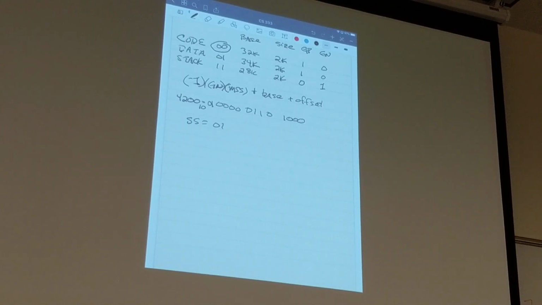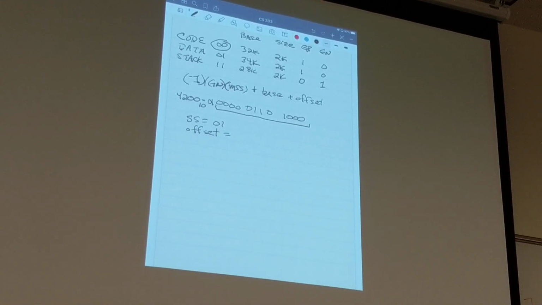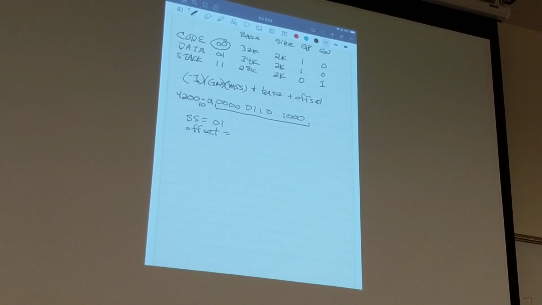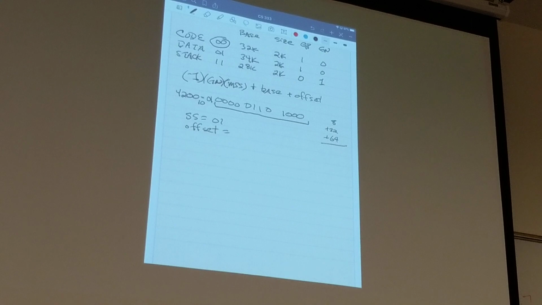Which is interesting now because this is my offset, isn't it? So what's my offset? So you're in big data. Okay. What is my offset in decimal? 0, 1, 2, 3, so that's 8 plus 16, 32, plus 64, right? 6 plus 8, 104 basically.